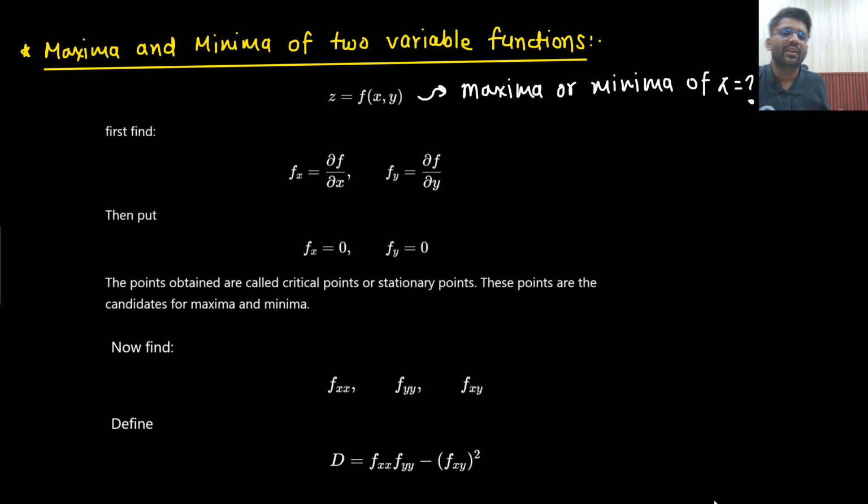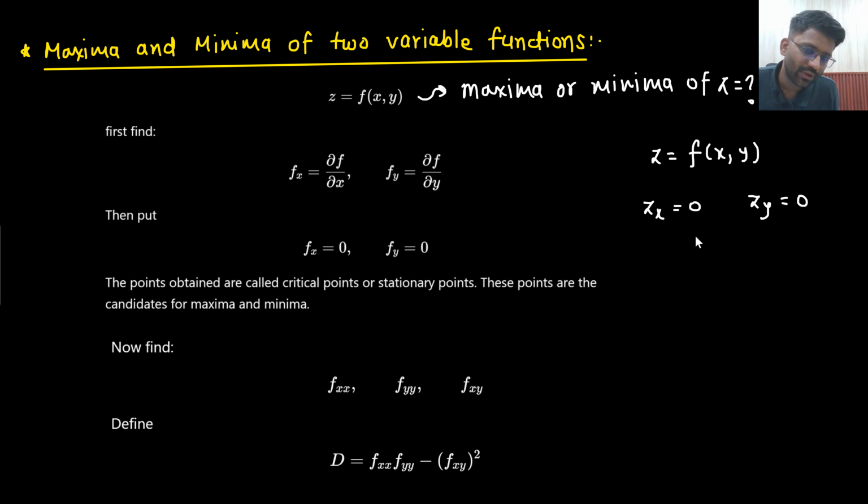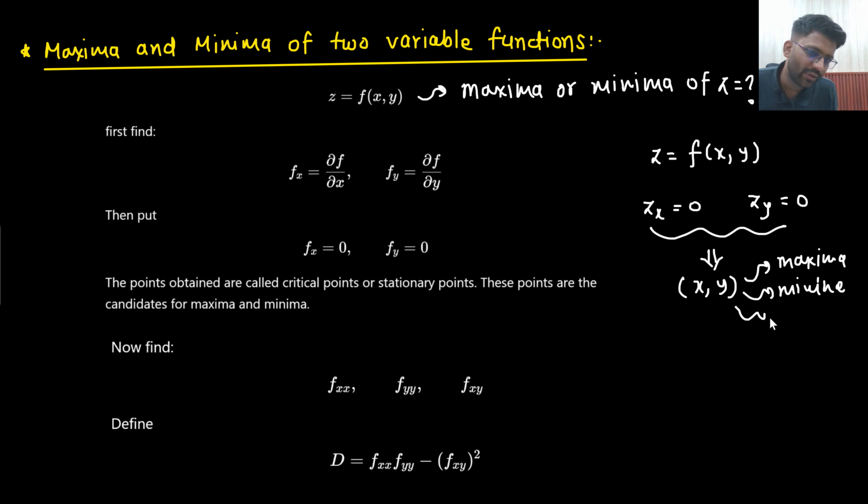So z is a function of x comma y. What will be your first target? The first target would be that you find out zx, you find out zy. Z is a function of x comma y. So first you will find out zx and zy, and put both of them equal to 0. When you put both of them equal to 0, you will get some values of x and y, no? Here you will get some function, here you will get some function. These functions could also be in terms of x and y. When you put both of them equal to 0, you will get some value of x comma y. So these points could be either maxima or minima, or this point could be a saddle point, or this point could be none.